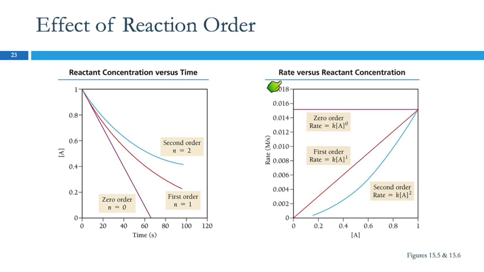So if we look at the rate versus the reactant concentration, here's the rate in molarity per second, and for a zero order reaction, where the rate is equal to k times A to the 0, which is just k, it's a straight line. It doesn't change. For a first order reaction, this is going to have a slope equal to that rate constant, and it's going to be linear. For a second order, we've got the concentration squared, and so this is an exponential function. Any questions?